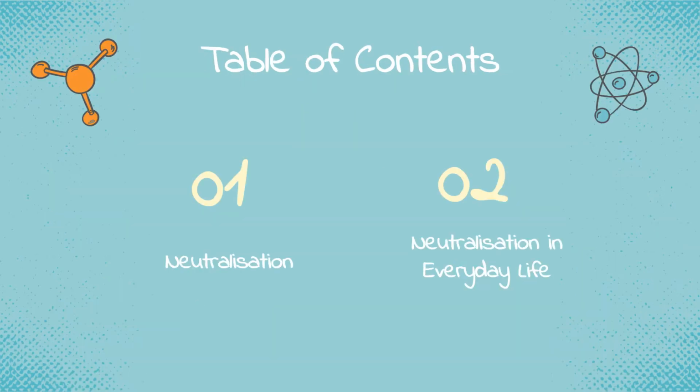We will be learning about two topics, neutralization and neutralization in everyday life. Before we continue, let us do a small recap of what we learned last time. We learned about acids and bases. One of the differences between them is that acids are sour in taste, while a base is bitter. Not only is it bitter, but it is also soapy or slippery, of slippery texture.